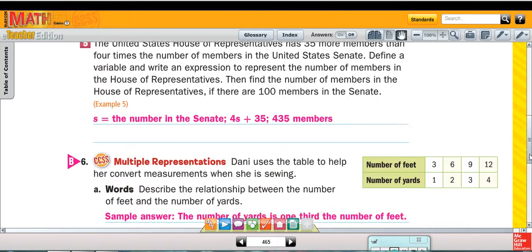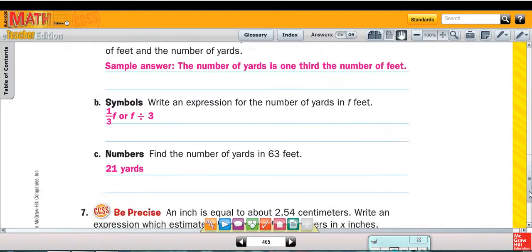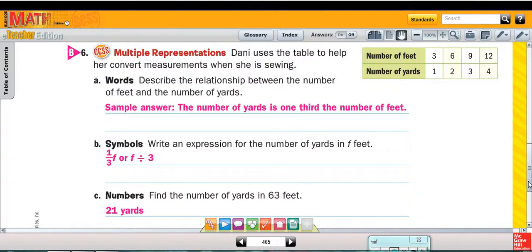Okay, number 6. Danny's using this table to help convert measurements when she's sewing. Part A of number 6 asked you to describe the relationship between the number of feet and the number of yards. You could have even just said 1 yard is equal to 3 feet. You have to divide by 3 to figure out the number of yards, something along those lines. This one's just worth a point. You talked about that relationship, you get your point.